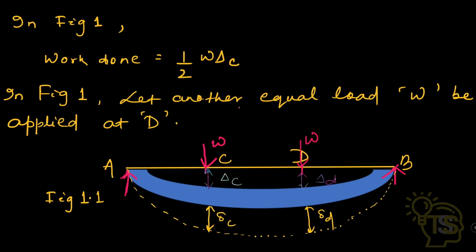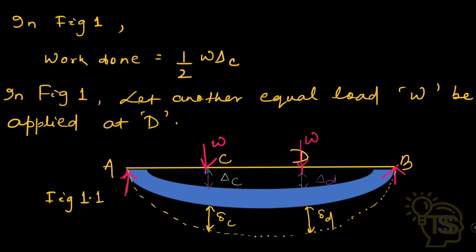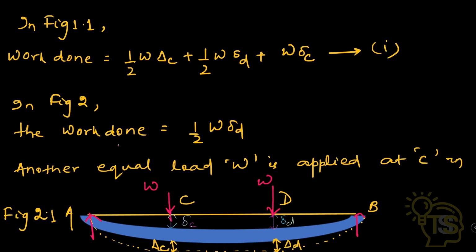So let's prove it. In figure 1, the work done is half into W into capital del C. So here the work done by the load W is half into W into capital del C. In figure 1, let another equal load W be applied at D, and for this load at point D, additional deflection is caused: small del C deflection at point C and small del D deflection at point D. Let's take this figure as 1.1. So the work done is equal to half into W into capital del C plus half into W into small del D plus W into small del C. Let's take this as equation 1.